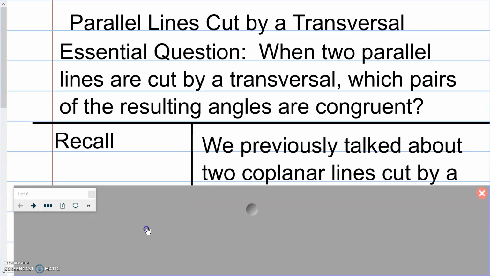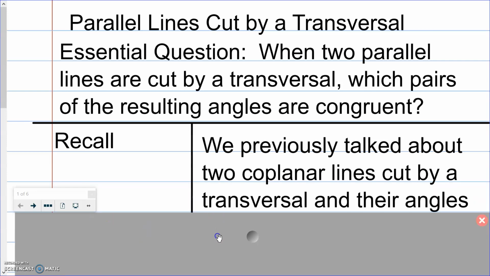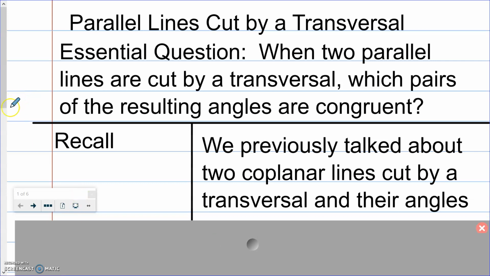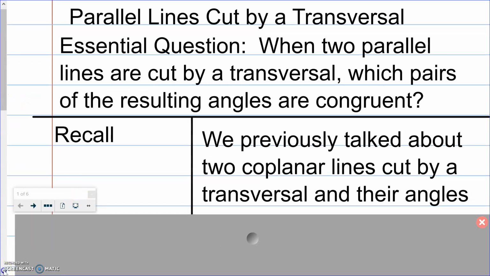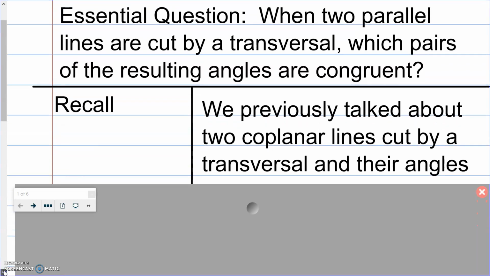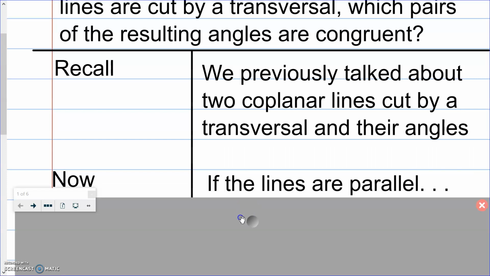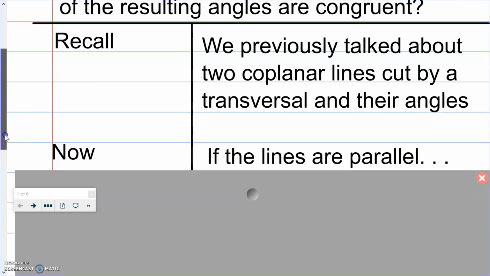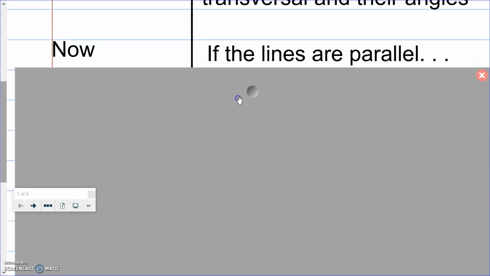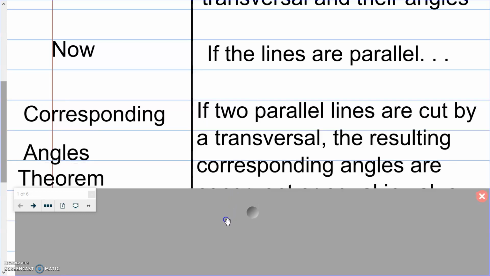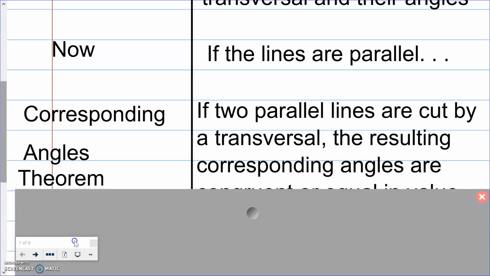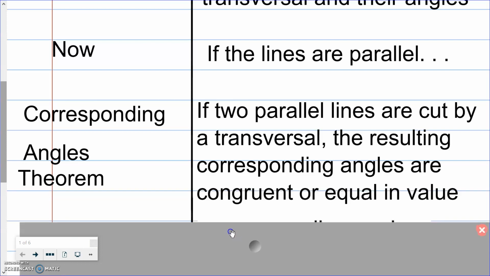So recall, previously we talked about two coplanar lines cut by a transversal and their angles, and we discussed their names. Today we want to see what happens when those two lines are parallel. So it's a specific case or situation. Our first theorem will be the corresponding angles theorem. If two parallel lines are cut by a transversal, the resulting corresponding angles are congruent or equal in value.